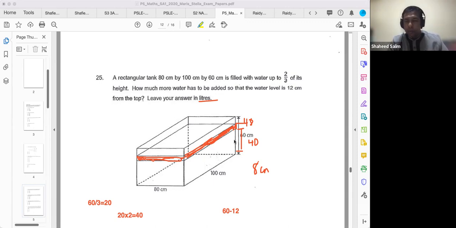Okay. Do you take 8 cm times 100 times 80? You must, because you want to find the amount that you must add. Now the water is only at 40, you want it to rise to 48. So the height is 8, but the length and breadth are the same. So now change it to liters. Divide by 1,000. So your answer in liters, because they want liters here.